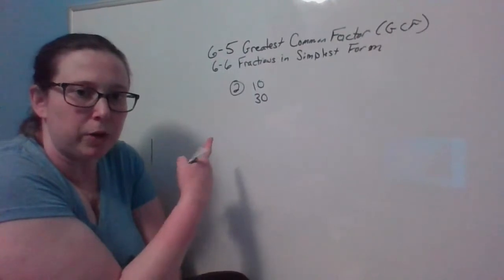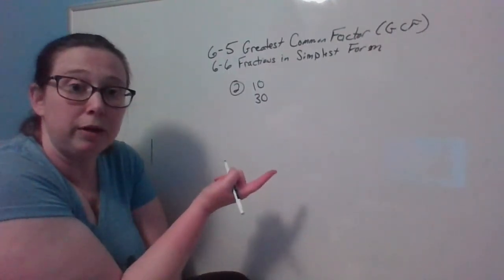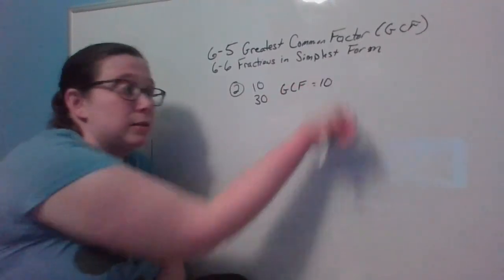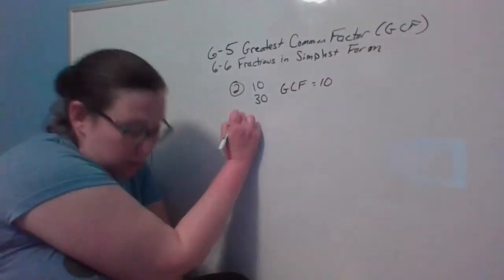We start with our smaller number. It goes into 30 without a remainder, so our greatest common factor here is 10, our smaller number.